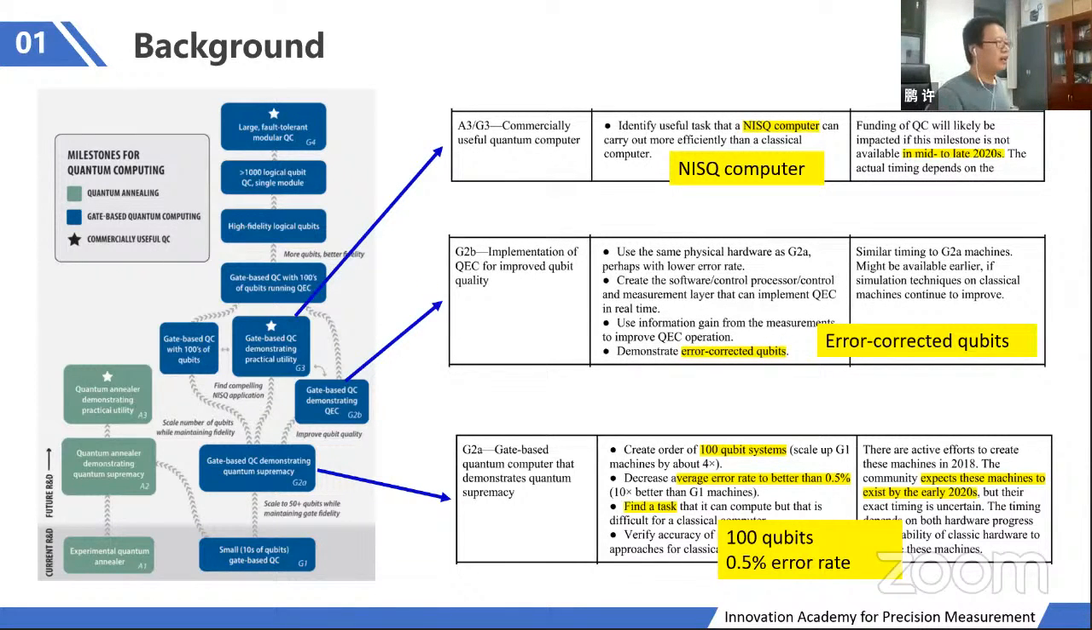And for the third target, which is very important, I think, they propose that we need to construct a noisy intermediate-scale quantum computer and find out whether it can do something useful, something commercially useful. If this target can be achieved, it should be in the middle or late 2020s. And once this target is finished, I think it will be another milestone for quantum computers.